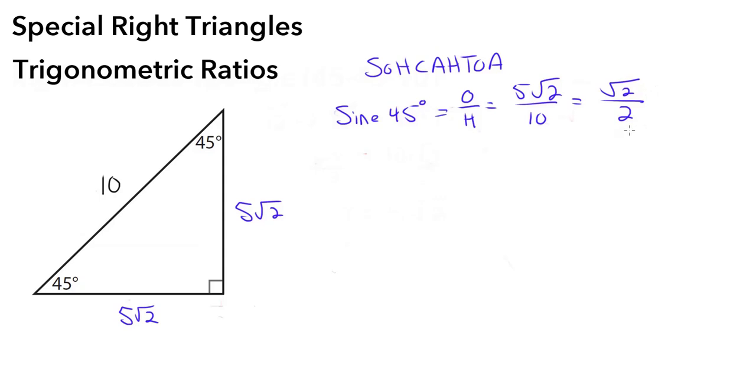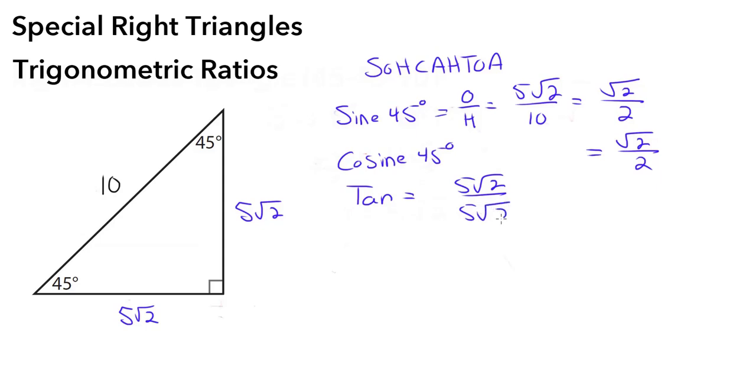Hey, that looks familiar. And we know that cosine is going to be exactly the same thing, because they're the same numbers, right? So that's also going to equal radical 2 over 2. And the tangent, since it's 5 radical 2 over 5 radical 2, we know that that equals 1. So we can see that even if the numbers are changing, the ratios remain the same.